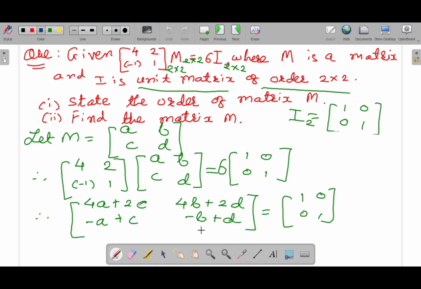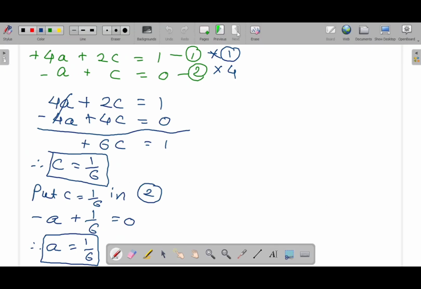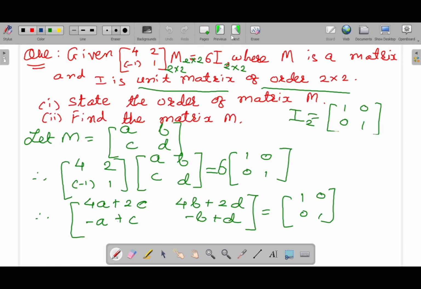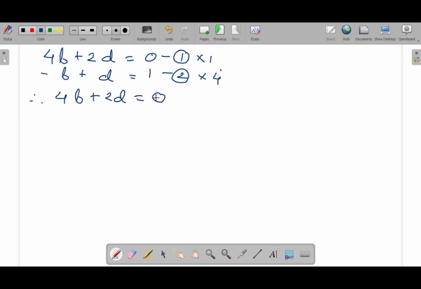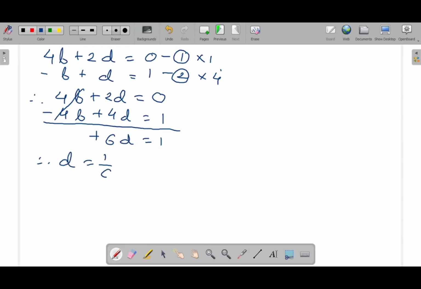Now you have to use the other equations. 4b plus 2d equals 0 and minus b plus d equals 1. So let's go and calculate that. Let me check again the question, 4b plus 2d equals 0 and minus b plus d equals 1. Here also let me eliminate b. So again I will multiply equation 1 with 1 only, and equation 2 with 4. So I will get two equations: 4b plus 2d equals 0, and minus 4b plus 4d equals 1. Because their signs are opposite, I'm going to just add them, and we will get 6d equals 1. That means d is equal to 1 by 6.